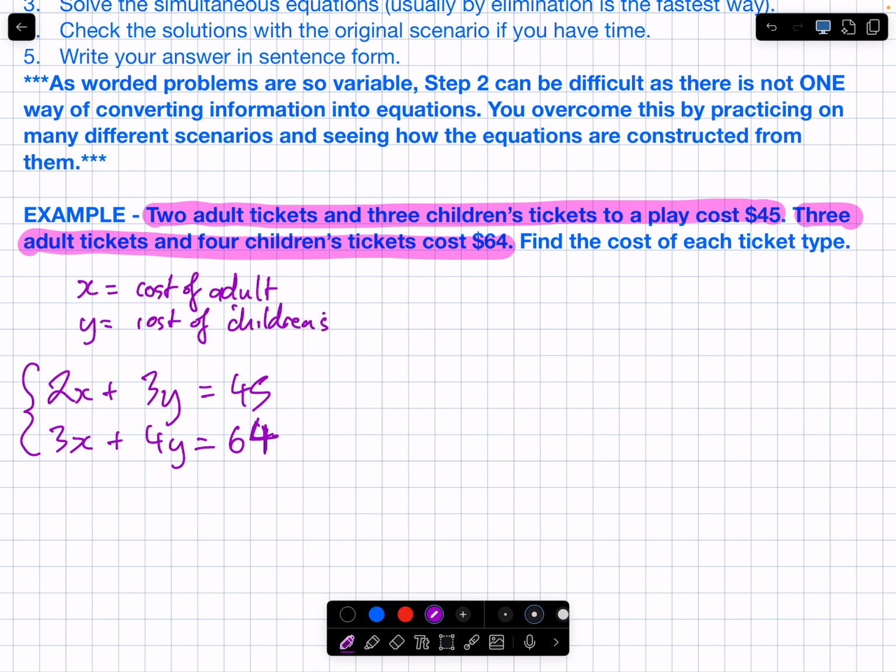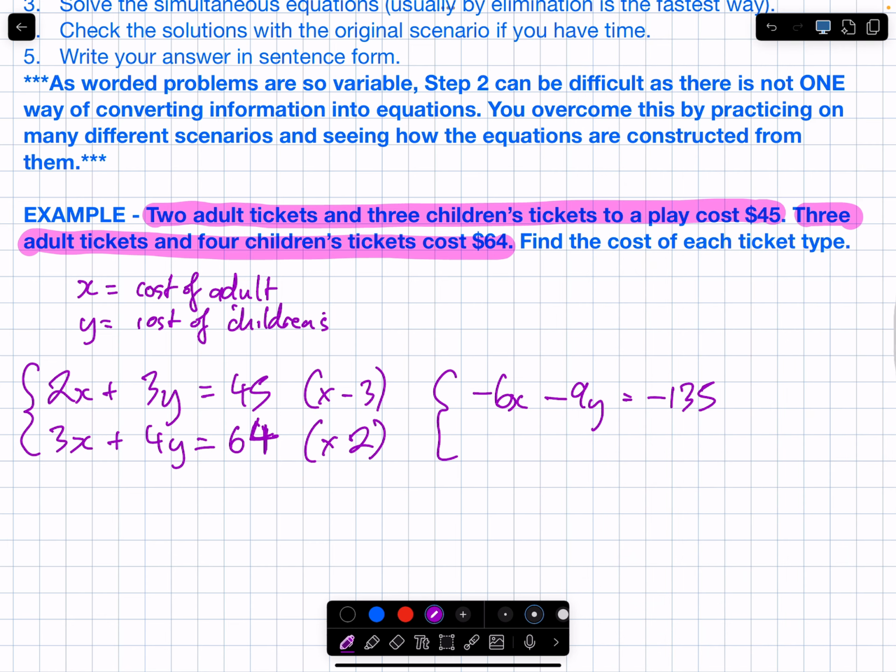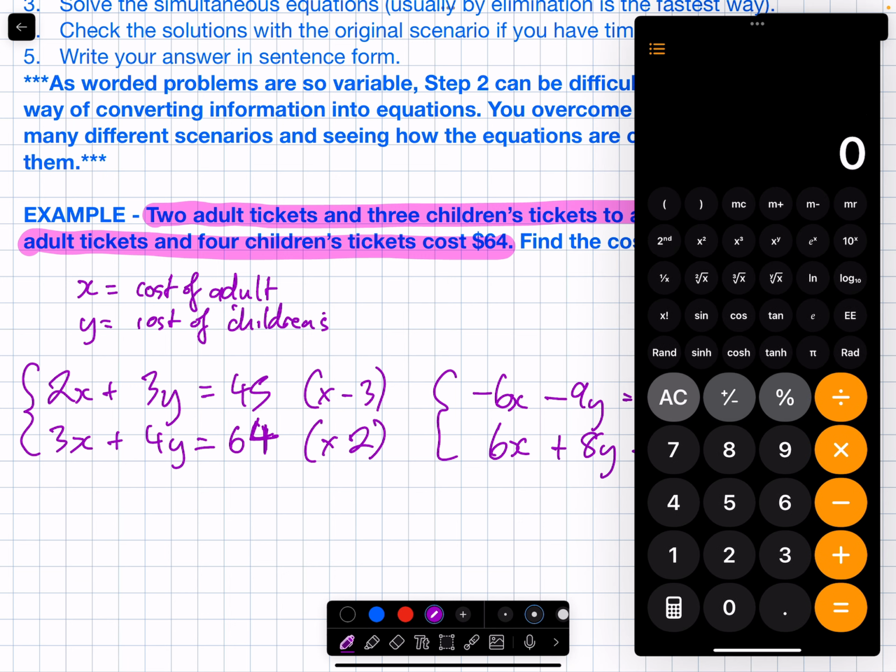So I'm going to, on purpose, times the top by -3. That's not what I showed you last week, but it doesn't matter. What matters is that you're going to get the same coefficient, different sign. Times the bottom by +2. So what's this going to look like? Times by -3: -6x, -9y, and -135. I don't know my 45 times tables, 3 times 45 is 135, but it's going to be -135. Bottom one's going to be 6x plus 8y equals 64 times 2, is that 128? I think so. Yeah, it is.